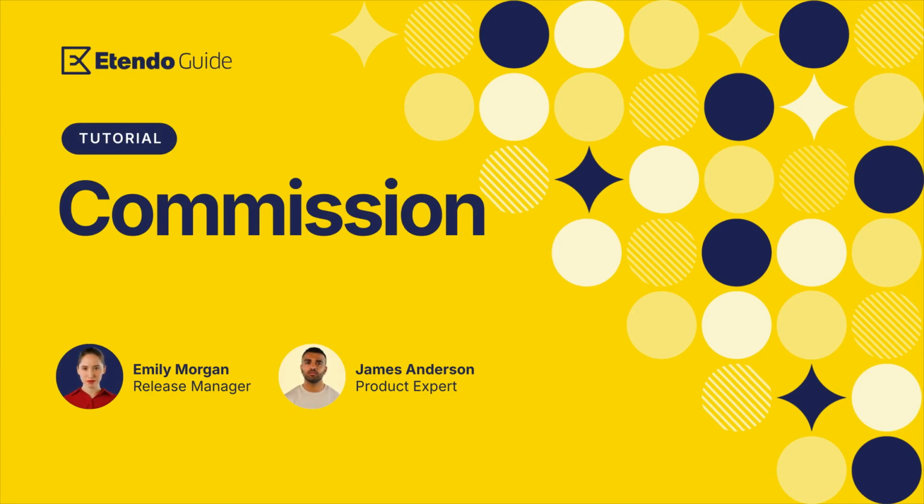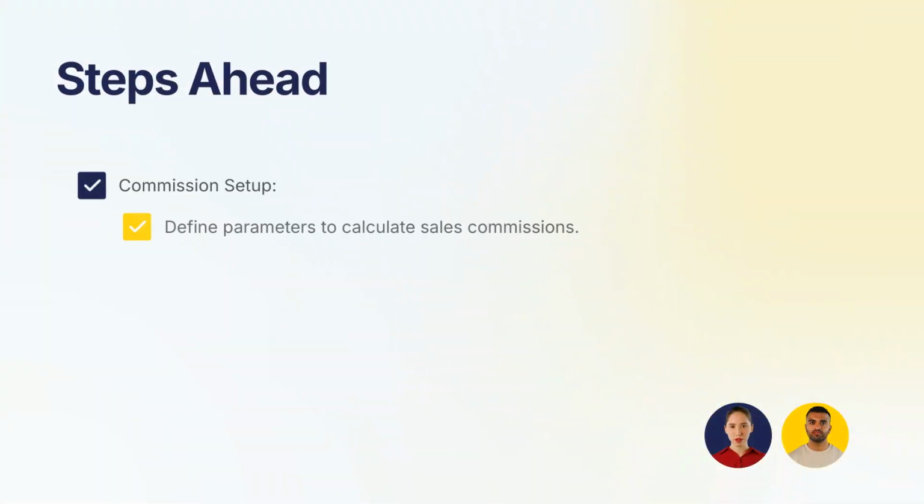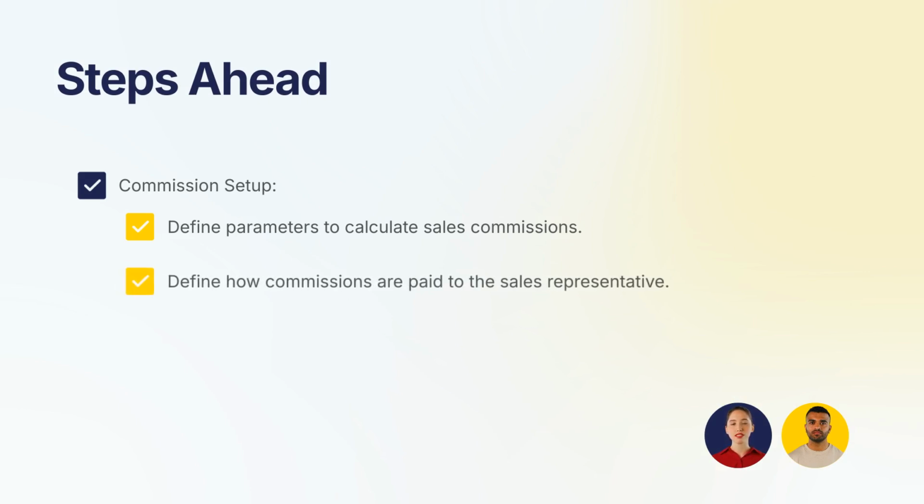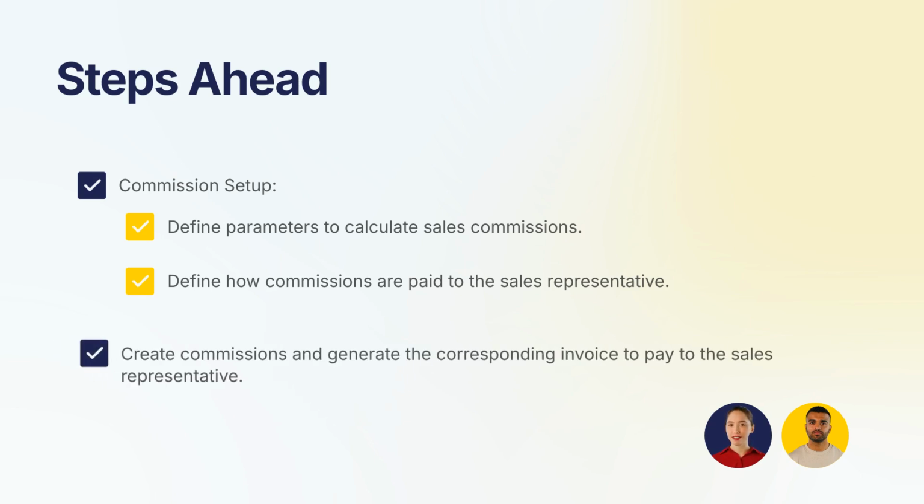In this video, we will go into the configuration of commission calculation and commission payment, as well as the relationship with the different documents. We will look at setup steps to define parameters to calculate sales commissions. Also, this process includes defining how commissions are paid to the sales representative. We will also see an example of the functional process to generate commissions and the invoice to finally pay the commission to the sales representative.